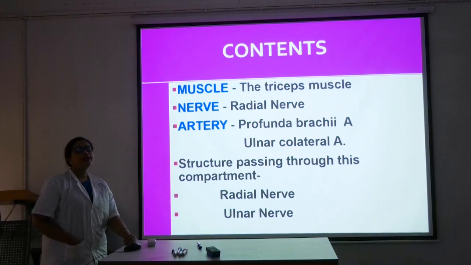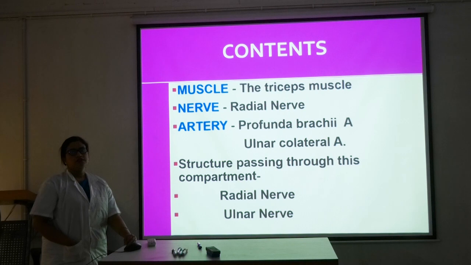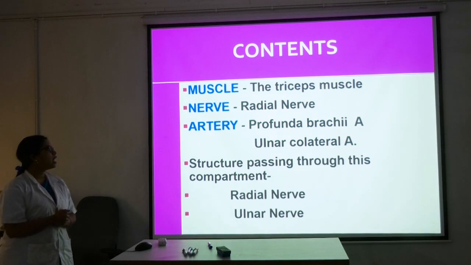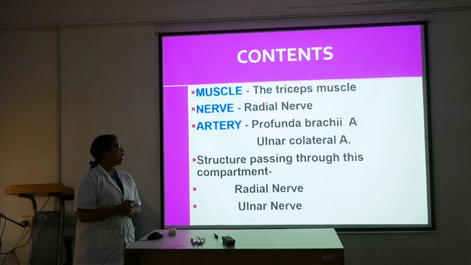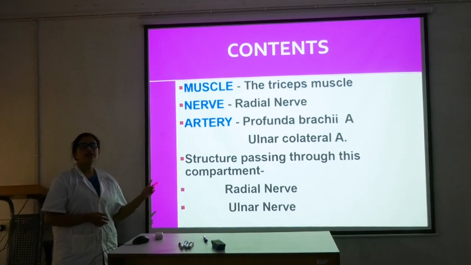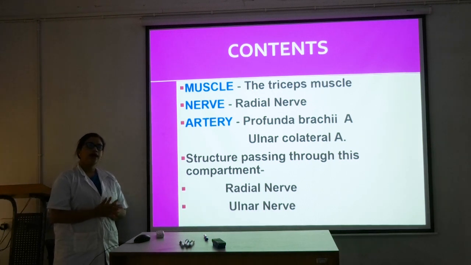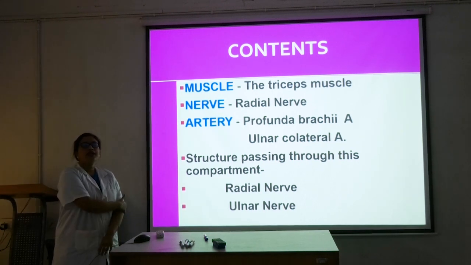Now, who would be telling me how many branches the ulnar artery has got? What artery is it called? Profunda brachii artery, and another one is the ulnar collateral artery. And the structures, which are the structures passing through the compartment? Two: one is the radial nerve, another one is the ulnar nerve. Okay, so the ulnar nerve would be starting from here.